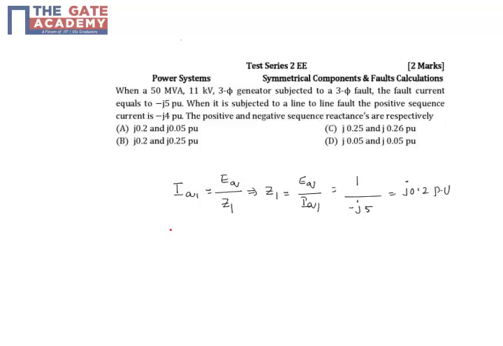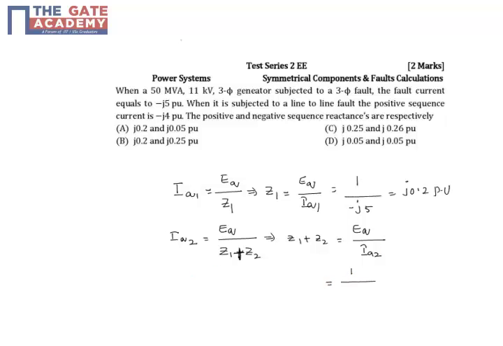When the alternator, or the generator, is subjected to a line-to-line fault, let us say I'll take this as IA2. In this case, it involves both positive and negative sequence because the system became unbalanced. It will not involve zero sequence because it is not involving any ground. It is a line-to-line fault. So this implies Z1 plus Z2 per unit is equal to EA by the fault current when the line-to-line fault occurs.